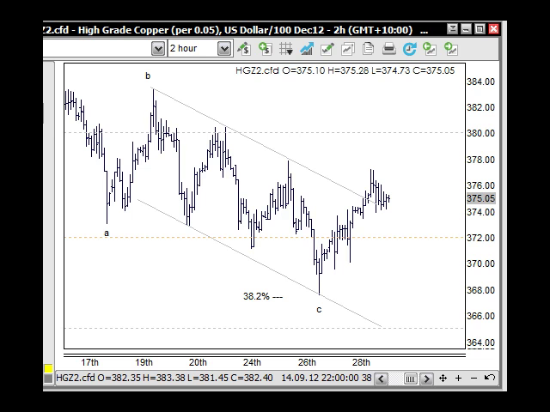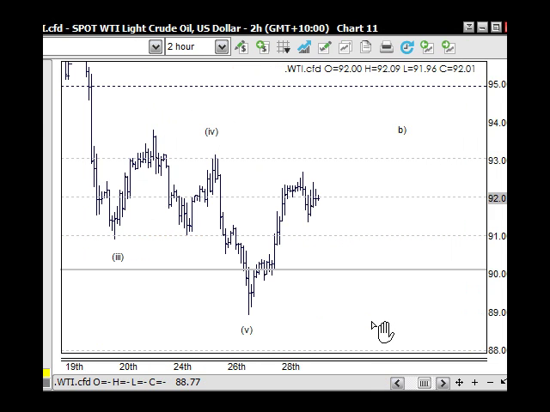The oil market is as well in its rally, so very much like the gold market here, we've got the 1, the 2, the 3, the 4 coming in here. The 4 could get a bit uglier because that's what wave 4s do. They're normally sideways and complicated.